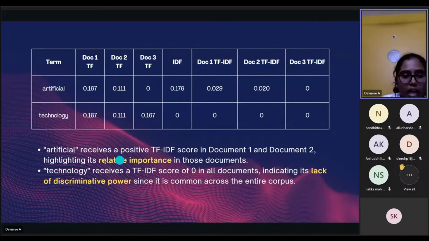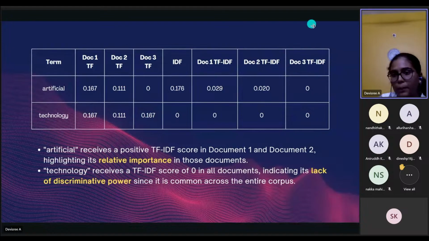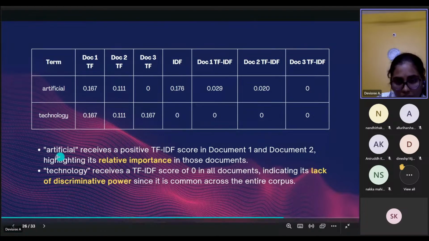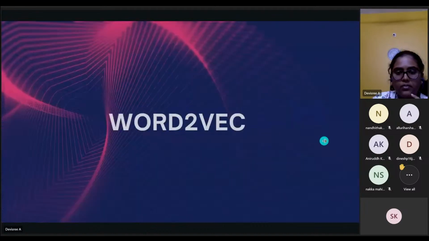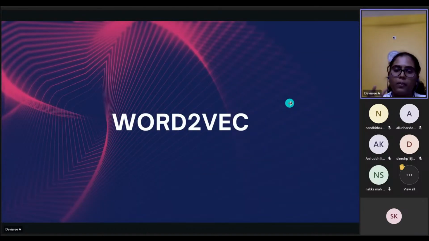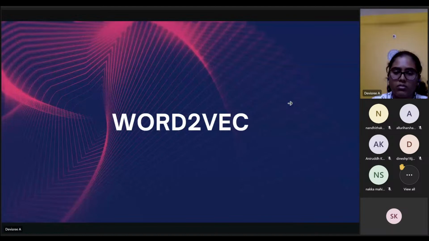For example, the word artificial can be used to distinguish documents 1 and 2 from 3. So this has a positive TF-IDF score. Because technology lacks discriminative power, its value is 0 for all these documents. So this was about that.